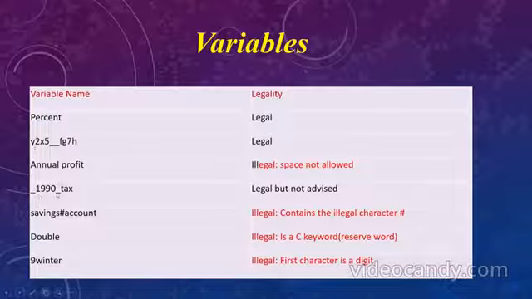If I declare this one with an underscore, this is legal, correct, because a variable name can start with an underscore and it can start with a character. If I say saving hash account, it's again illegal because this is not a character, it's a special character. If I say double, it's again an error because it's a reserved word. If I say 9 winter, it's again illegal because a variable name cannot start with a digit. So these are a few examples to understand how to declare variables.